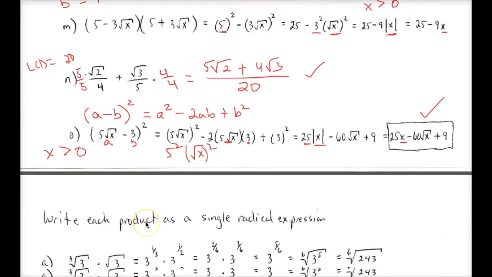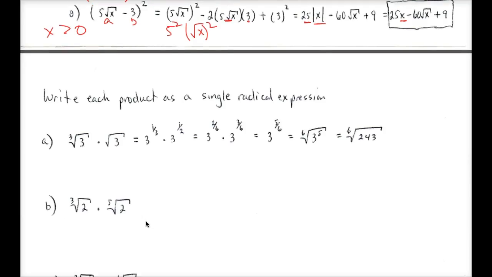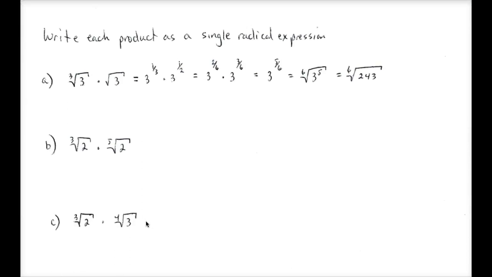All right, so we're going to move on, and this will be the last set of examples for this particular video. We want to write each product as a single radical expression. What this calls for us to do is to take the two factors that have different indices, write them in exponential form so that we can combine the exponents by using the exponential rules, and then change it back into radical form.